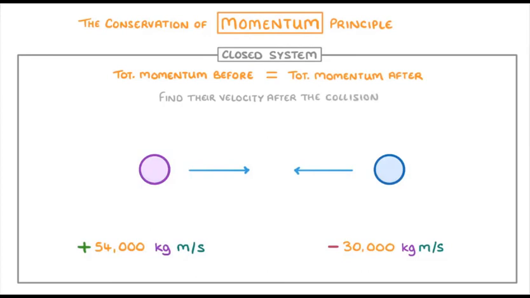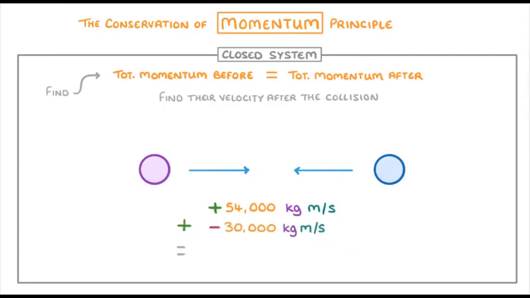Well, the first thing we need to do is find their total momentum before the collision, which we can do by adding together the dinosaur's and the car's momentums. So 54,000 plus negative 30,000, which gives us positive 24,000 kilogram meters per second. Then, because of our conservation of momentum principle, we know that once they've collided, their total momentum must still be positive 24,000. And remember that in this scenario, a positive number means that it's going to the right.